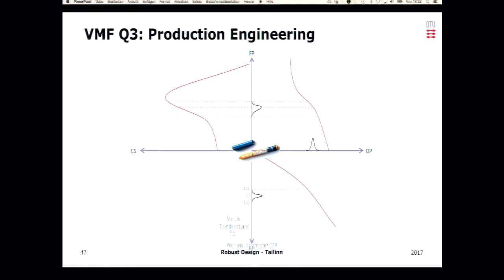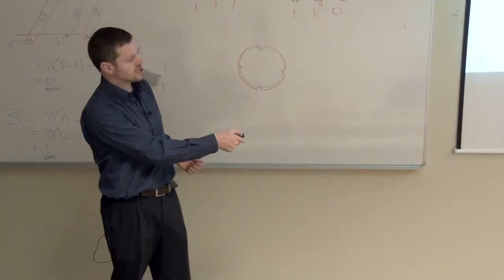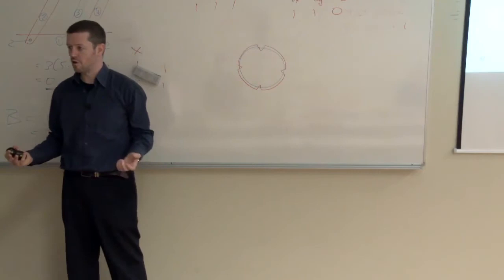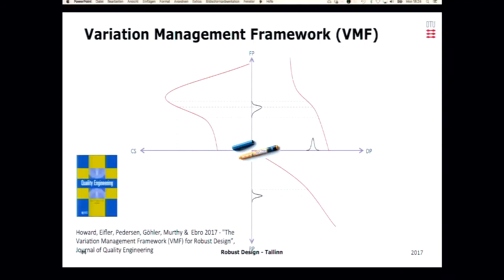And then also we can link from the design parameter to a production process parameter like the mold temperature, where we're molding this pen lid. If the ambient mold temperature varies, then it will lead to a variation in the diameter of the pen lid. So based on our framework now, we have a link all the way from the production process parameters through the design right the way through to how the customer perceives quality or the performance of the product in its use application. This is what we call the variation management framework.